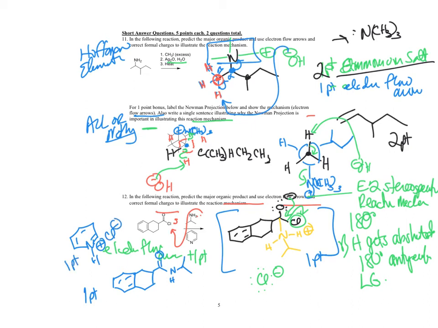And then the electron flow arrows. So actually, your product will be worth 2 points. 2 points for your product, 1 point for your tetrahedral intermediate, 1 point for your electron flow arrows, and 1 point for the pyridinium HCl proton sponge.